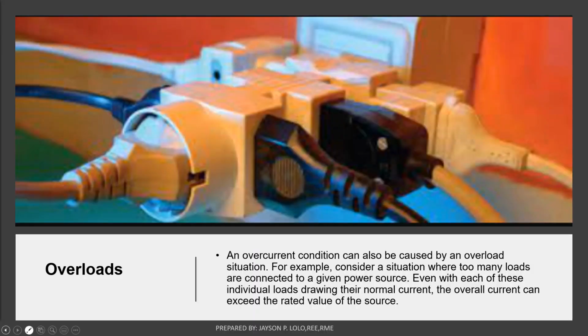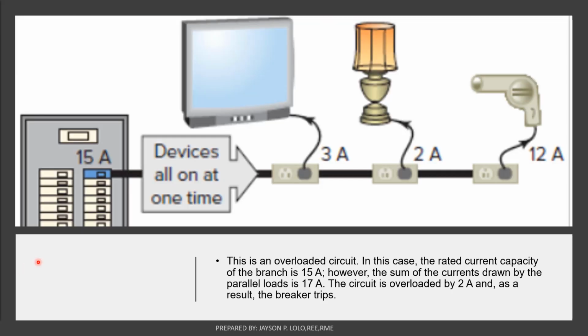The third problem is an overcurrent condition, which is overload. For example, consider a situation where too many loads, just like in the illustration above, are connected to a given power source. So let's have an illustration. What is an overload? Okay, this is an overloaded circuit.